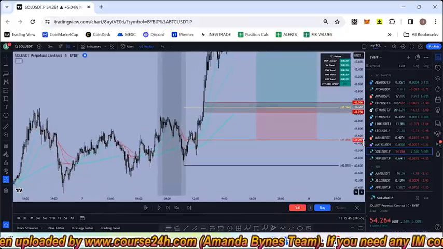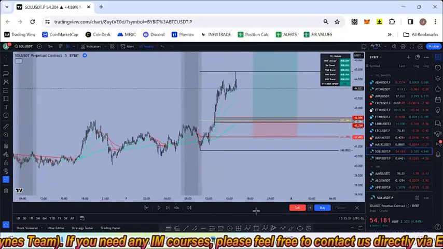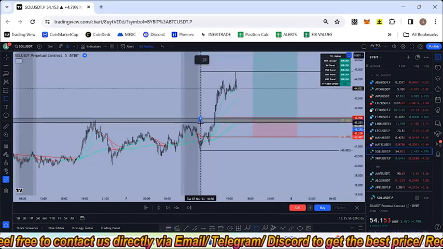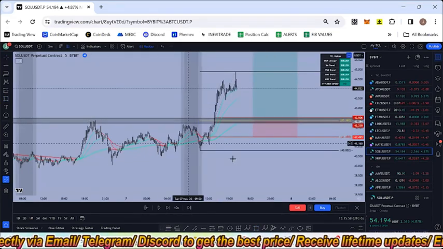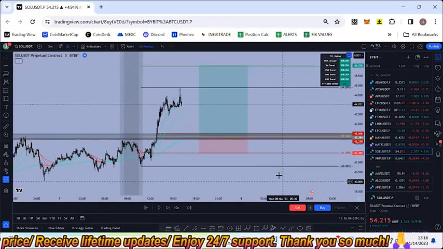All right, let's get back to this zone here. So we have the fair value gap. We have the zone of support and resistance, the confluence to the left. And we'll play this out and see how it works.